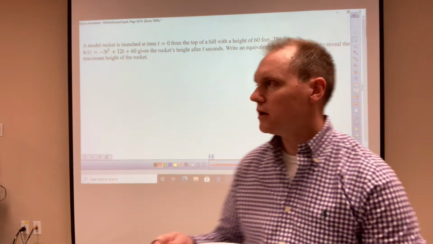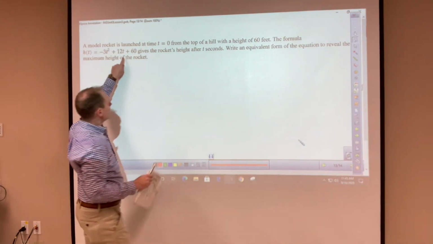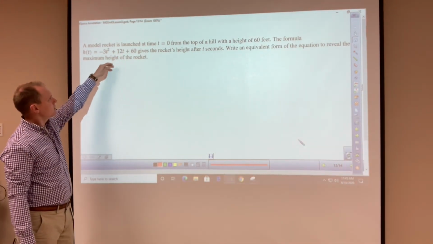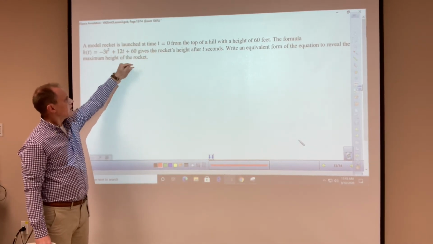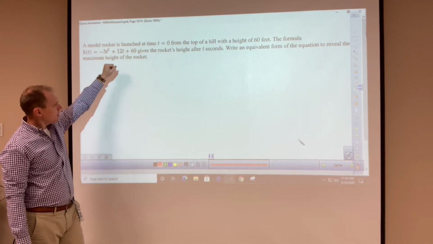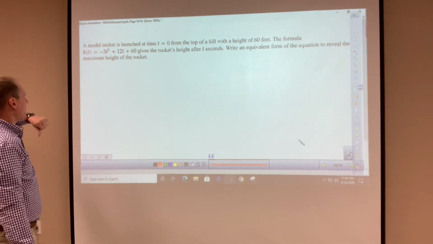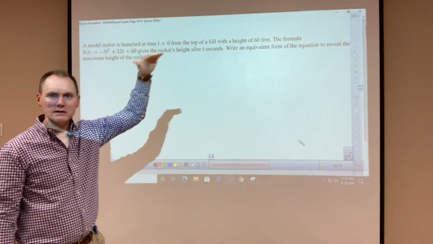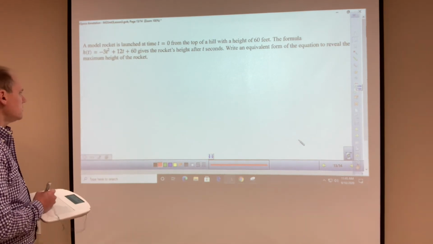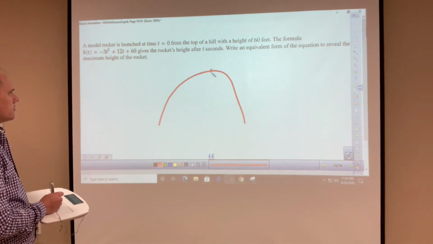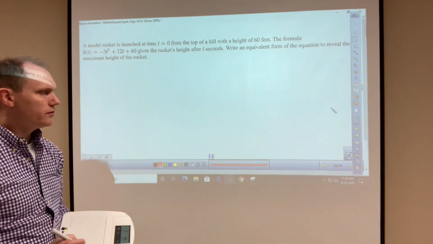In our last example here, we have kind of a real life situation. We're given a function in standard form. This is a model rocket launched from the top of a hill, height of 60 feet, which is why this is 60, right? That's the initial height. This gives the height after t seconds. Write an equivalent form of the equation to reveal the maximum height. So the maximum height is going to be the vertex, right? If we think about our graph here, it'll look something like this, and then our maximum height is up here at the top.